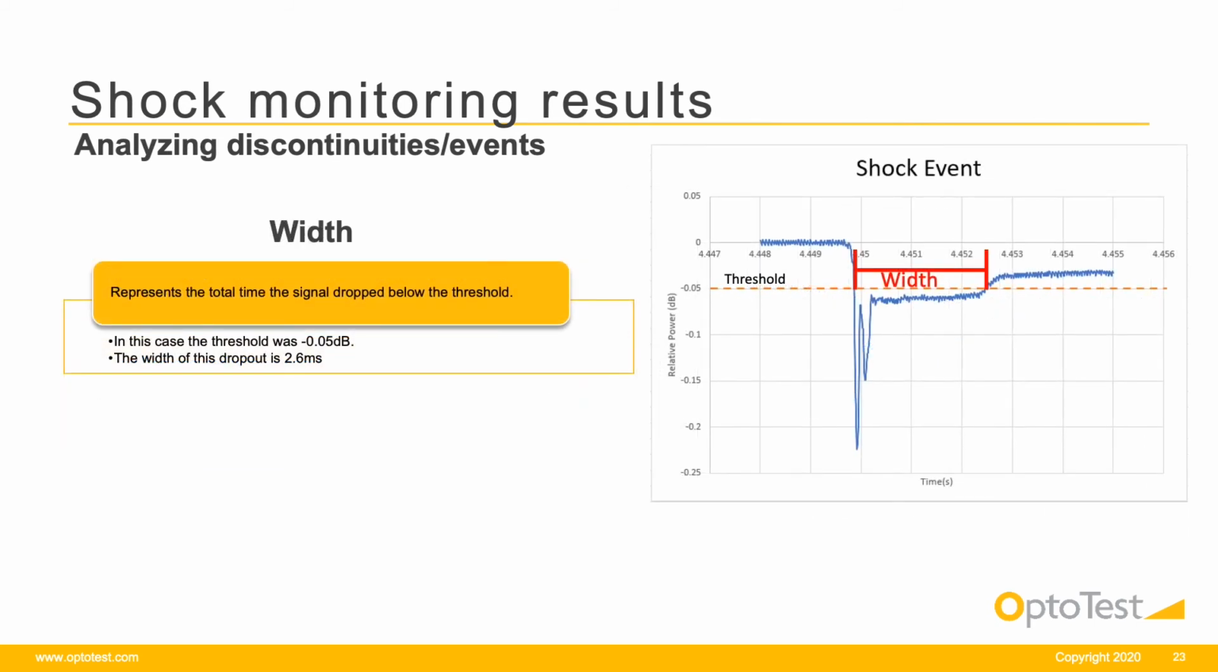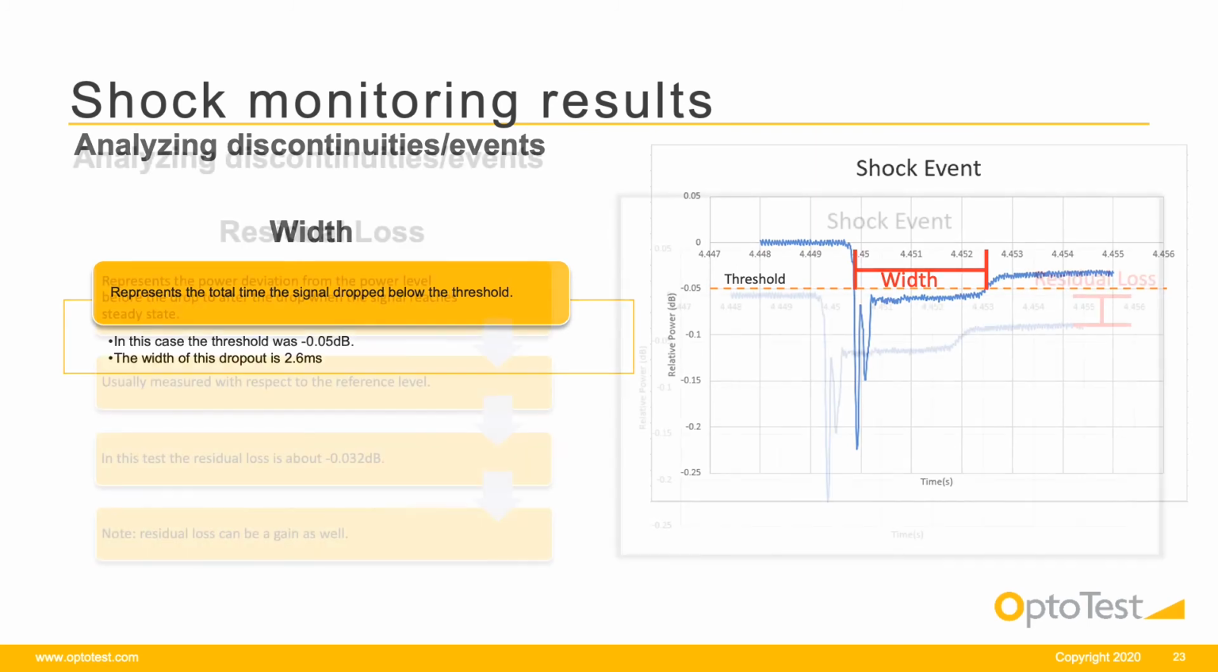The width of the event is typically the time that the signal dropped beneath the specification's threshold. In this case, the threshold was 0.05 dB. The width of this dropout was found to be about 2.6 milliseconds.